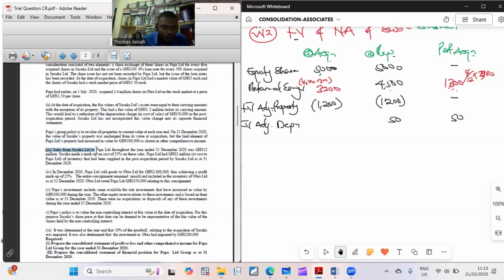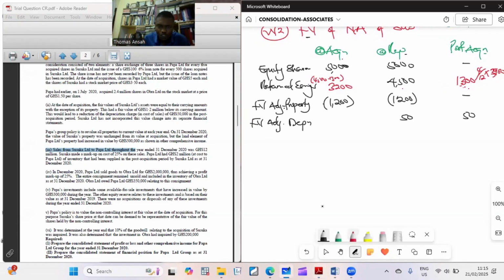But there is a sale from Susuka, so that one will bring about PUP, provision for unrealized profit, since Susuka is the one that is selling. Sale from Susuka to Papa throughout the year was 12 million. Susuka made a markup. How can you give a markup when the thing is about a sale? These are things you need to understand. Because markup is done on cost, but margin is done on sale.